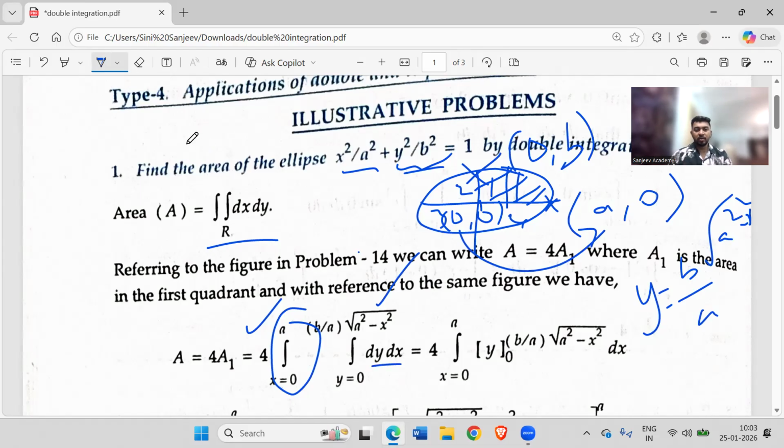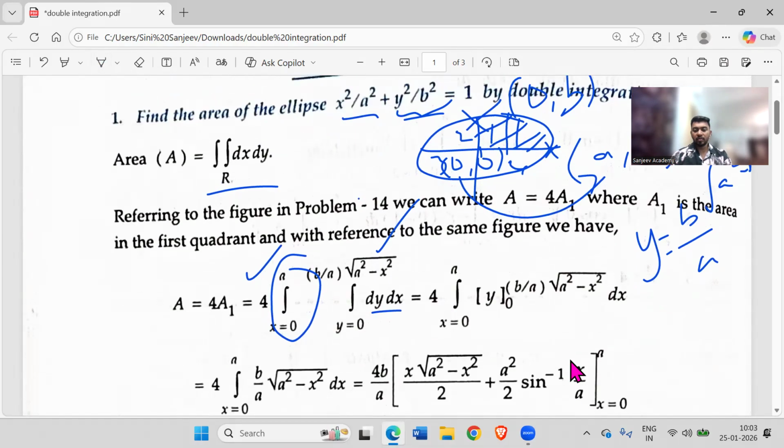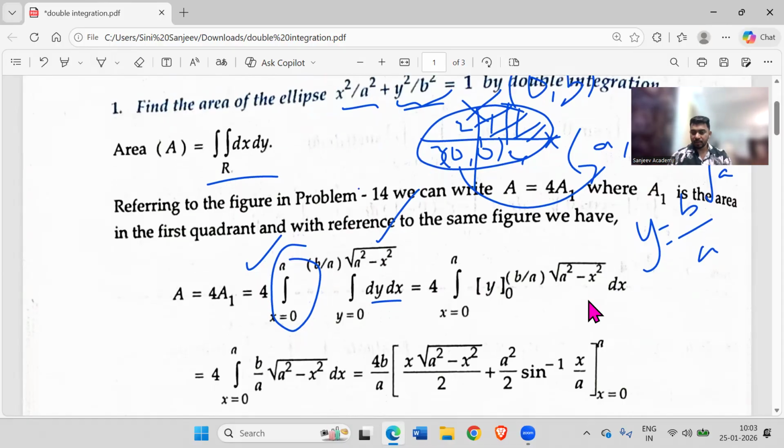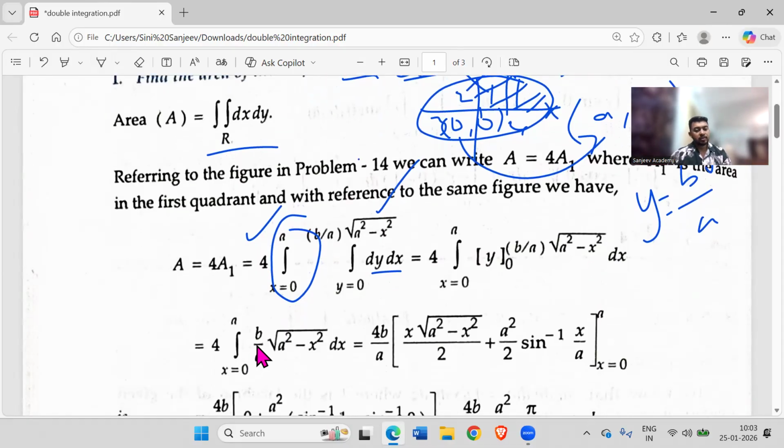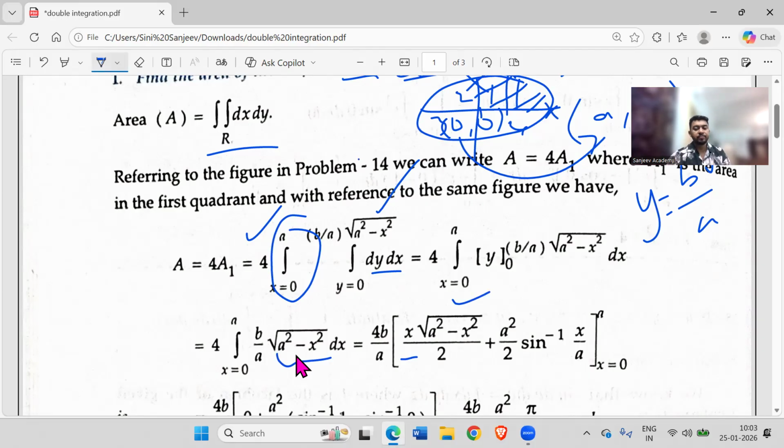So what is the y I got? Y is nothing but b by a root of a square minus x square. Correct? So b by a is a constant, I'll take it outside. And what is the integral of root of a square minus x square? There is a formula: x by 2 root of a square minus x square plus a square by 2 sine inverse of x by a.